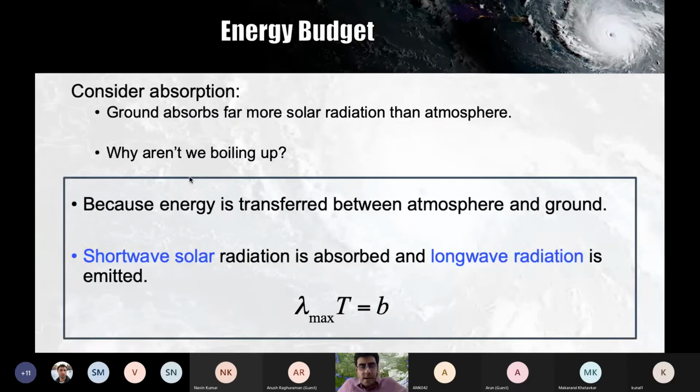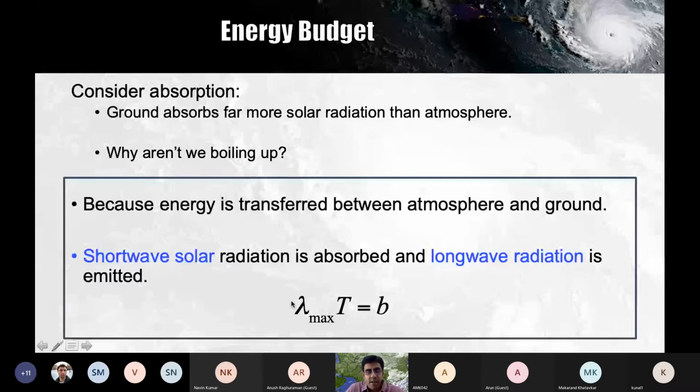So now the question is, we are getting a lot of radiation, so why are we not boiling? The answer is that the ground receives the solar radiation from the sun, and it gives back long wave radiation. Short wave and long wave can be understood from the equation lambda max times T equals a constant B, where lambda max is the wavelength of radiation and T is the temperature. Since the sun's temperature is 5000 Kelvin, this lambda max should be smaller. So that's why it is short wave.